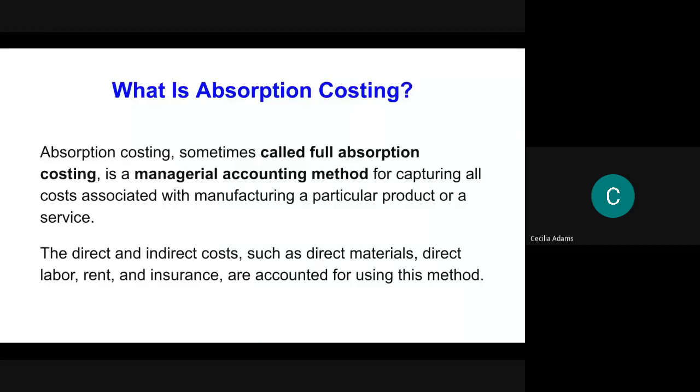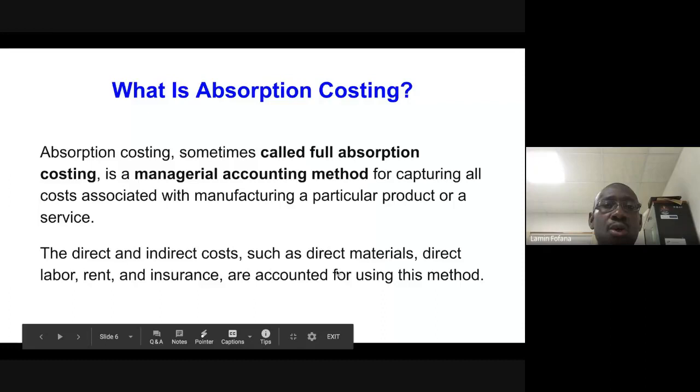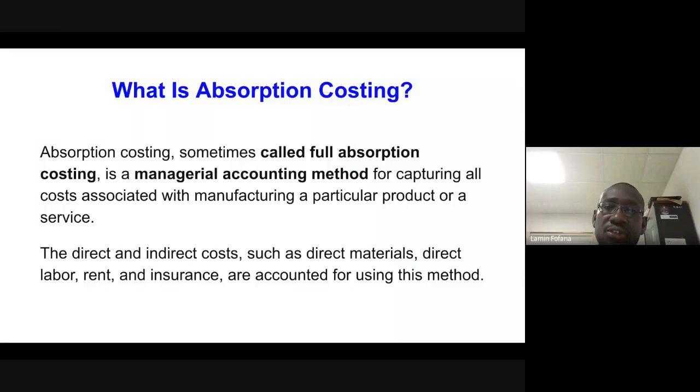Right. So we're going to move on. First, of course, I know you have done absorption costing before in probably your MA1 or MA2. But this is just to refresh. What is absorption costing? It is sometimes called full cost absorption costing, or sometimes full costing. It is a managerial accounting method for capturing all costs associated with manufacturing a product or a service. The direct and indirect costs, such as direct materials, direct labor, rent, and insurance, are accounted for using this method.